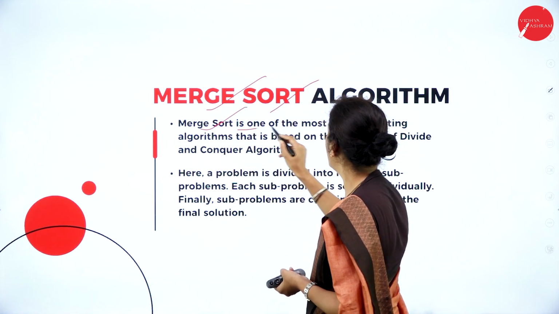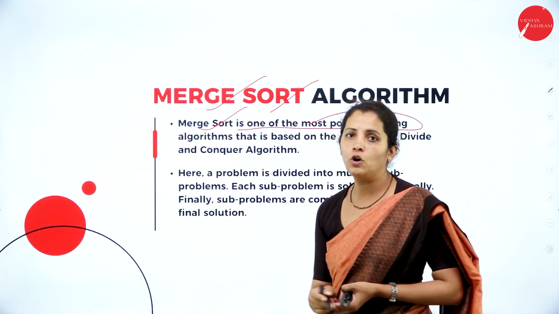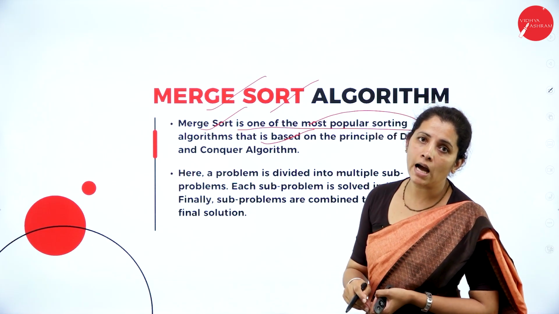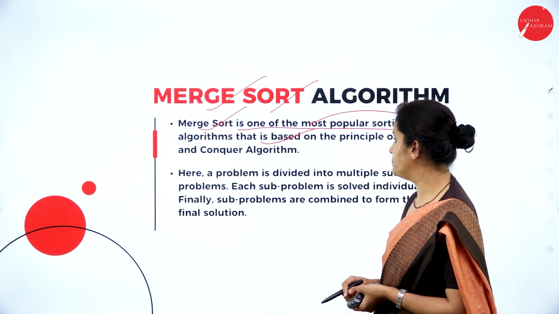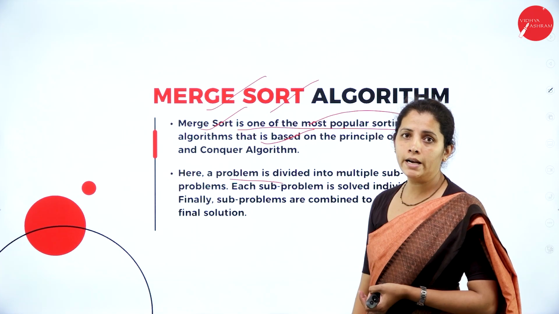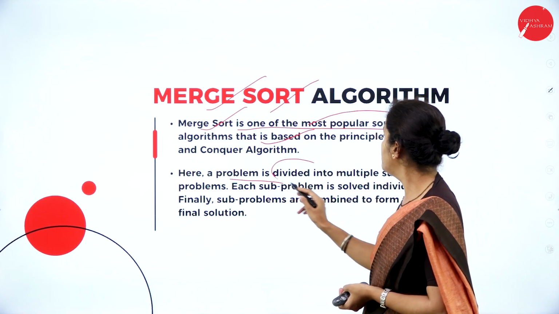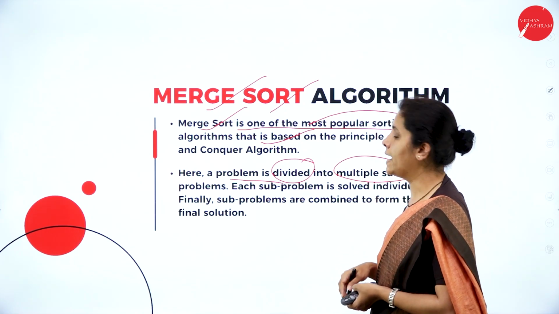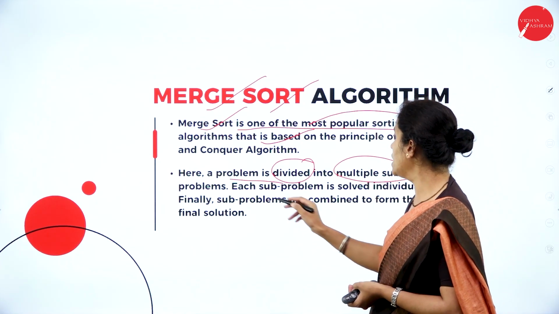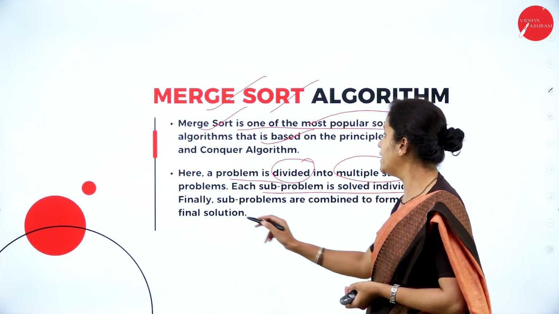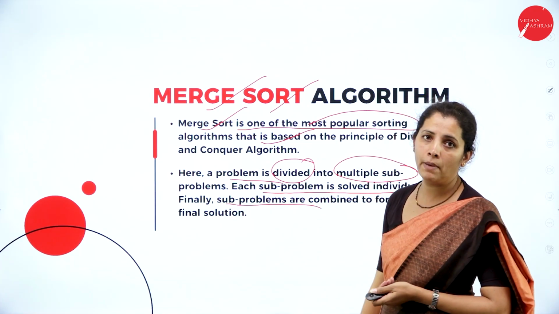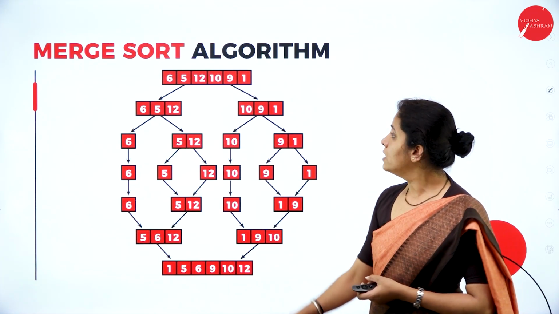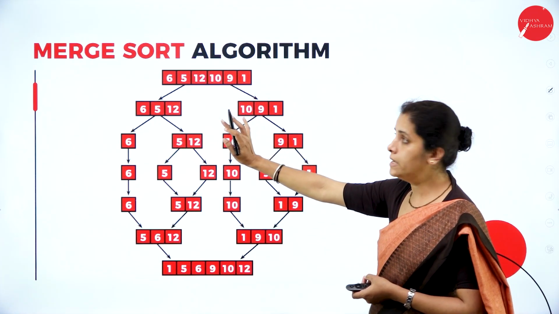Merge sort is one of the most popular sorting algorithms that is based on the principle of divide and conquer algorithm. How are the problems divided? We are going to divide the problem into multiple sub problems and we are finding the solution for each sub problem, and at the end we are going to combine the solutions in order to get the final solution. Let me consider a simple example here.